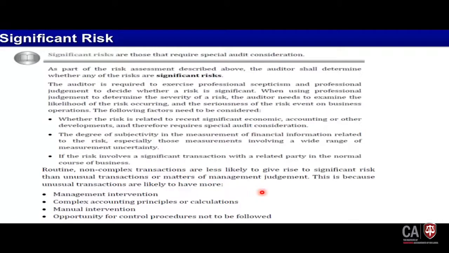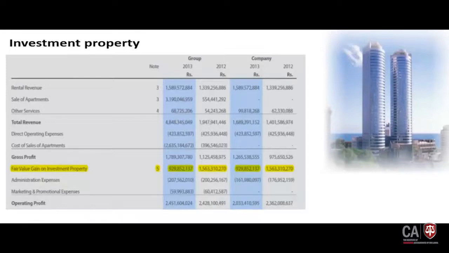Now you have a fair understanding about risk, and in my example I used investment property, and I also talked about World Trade Center. This is not the latest accounts, but you can go and look at their accounts. One of the bigger items in the financial statement, straight away in the P&L, is the fair value of investment property, a significant amount. So if you are writing an exam answer, what is the inherent risk? The fair valuation of investment property can be misstated.